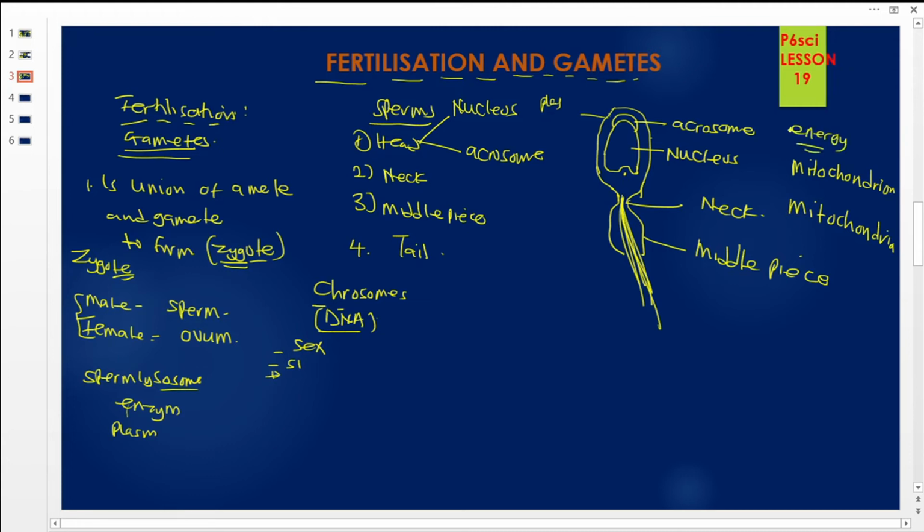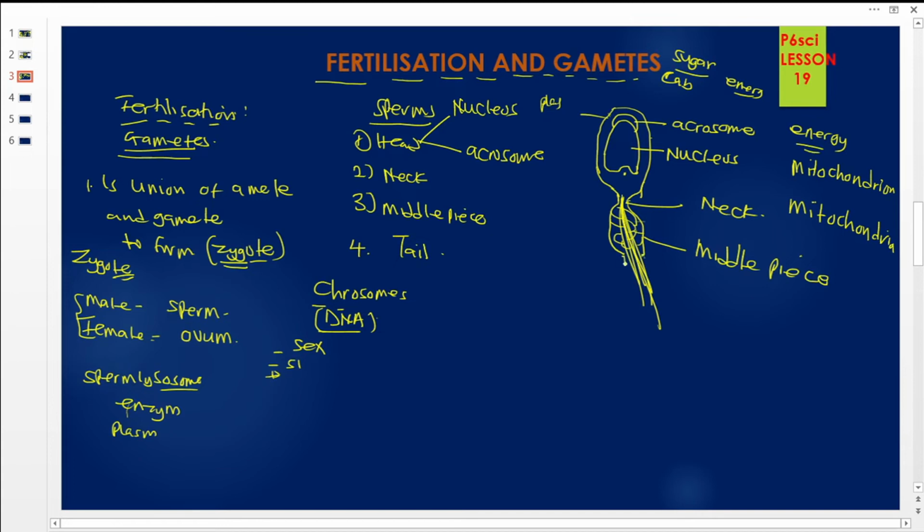Remember, these sperms contain sugars, so they are rich in carbohydrates. These carbohydrates are good at producing energy, because this sperm needs to swim. So here we have spindle-like mitochondria like this. These mitochondria are found in the middle piece, responsible for producing energy.